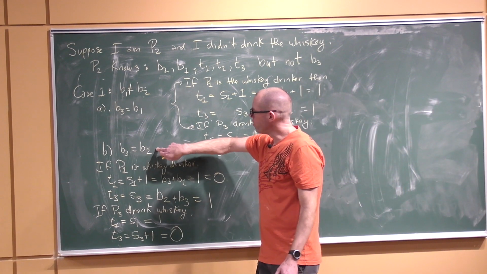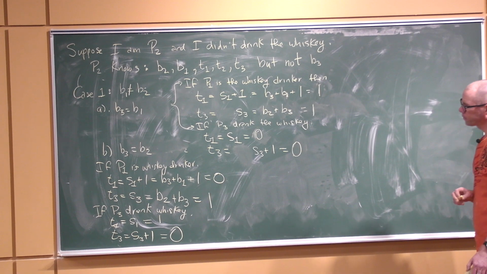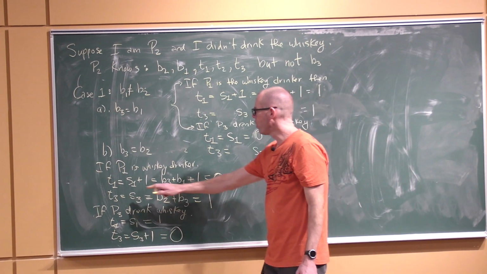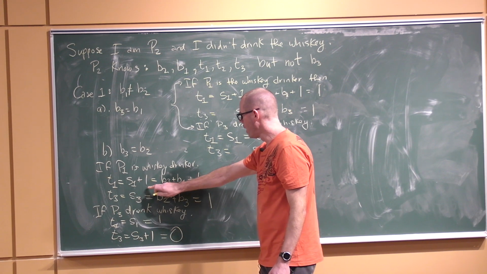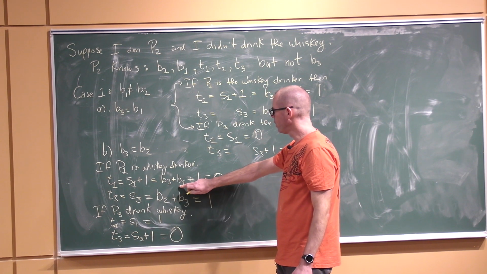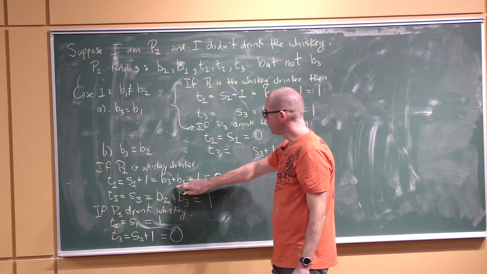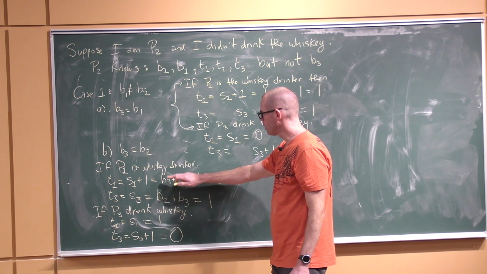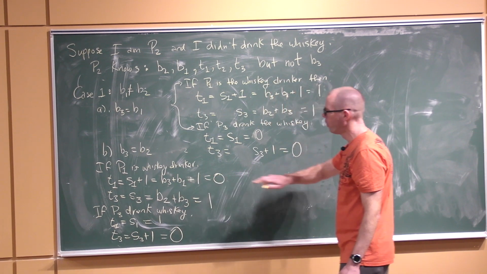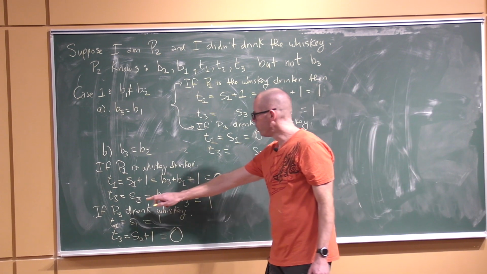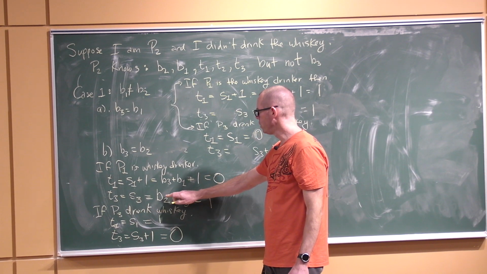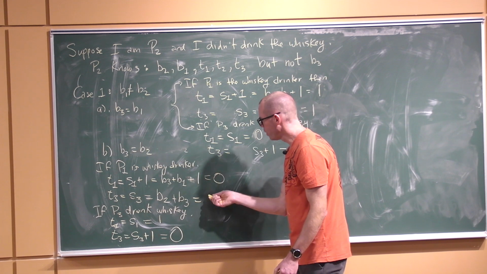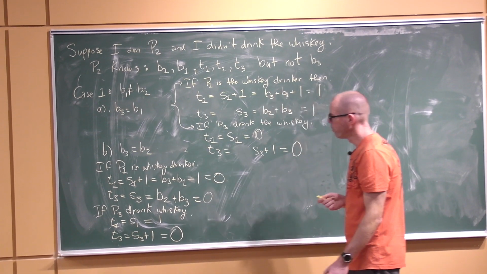And the second case, when B3 equals B2, so if P1 is the whiskey drinker, then it's going to output S1 plus 1. S1 is B3 plus B1. B3 and B1 are different, so that's going to be a 1 plus 1 is 0. And T3 is going to output S3, which is B2 plus B3. In this case, B2 and B3 are the same, so that's a 0.